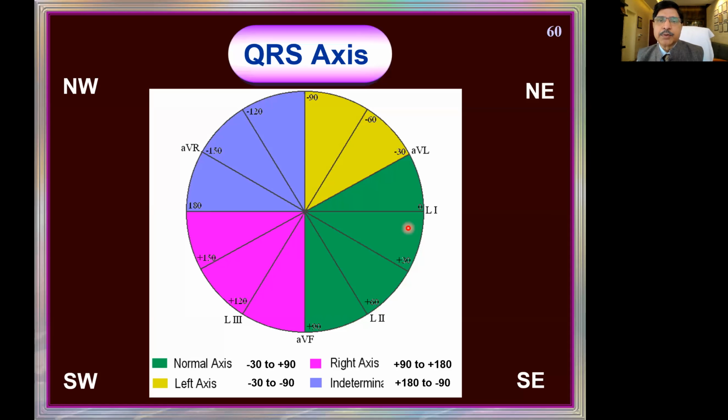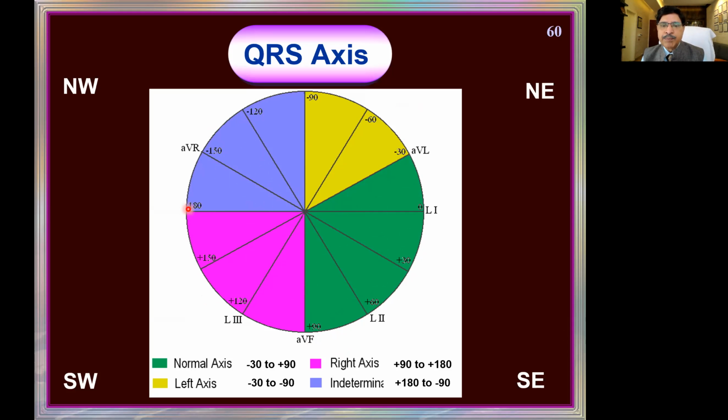Now, we have come to the QRS axis. As I told you, anything between -30 and +90, the green colored area, is a normal axis. That means the heart's impulse is going down, to the left, and anteriorly from posterior. That is a normal axis. Instead of the impulse going down, let us say it is going up in this direction, then this is left axis deviation. Instead of the impulse going down, if it goes to the right, as in right ventricular diseases, then this is a right axis.